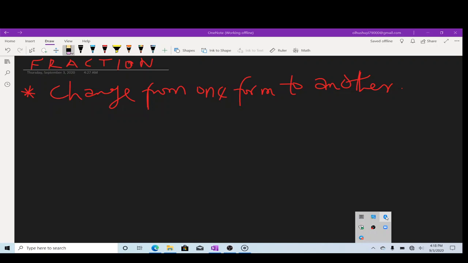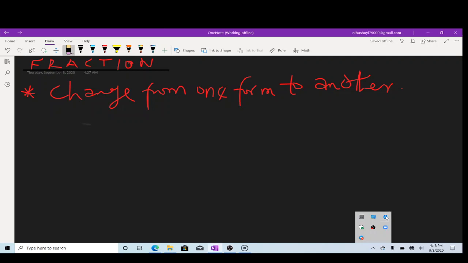We started a fraction series, and in this one, we'll be talking about the change from one form of fraction to another form. We said in the last video that we have three different types of forms of fraction.